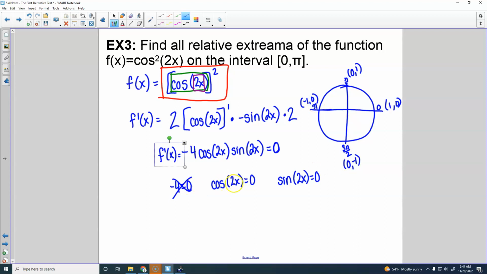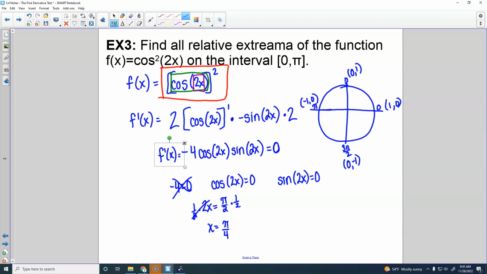So, ignore the 2x for right now. Where does cosine equal 0? At pi over 2 and 3 pi over 2, right? But we've got a 2x here. So it's not going to be x equals pi over 2 and 3 pi over 2. We're going to get 2x equals pi over 2. So to solve that for x, I need to divide by 2, or it's a little easier to think of by multiplying by 1/2 here. So x would equal pi over 4.